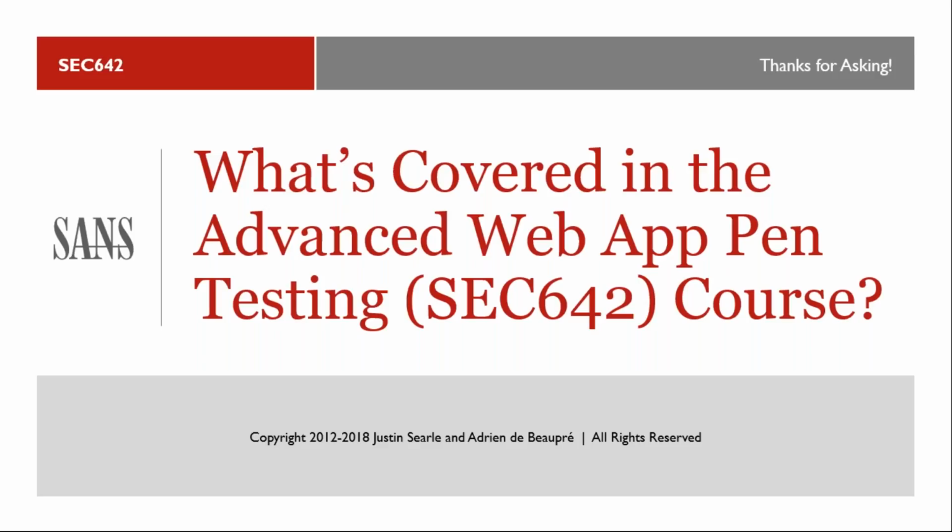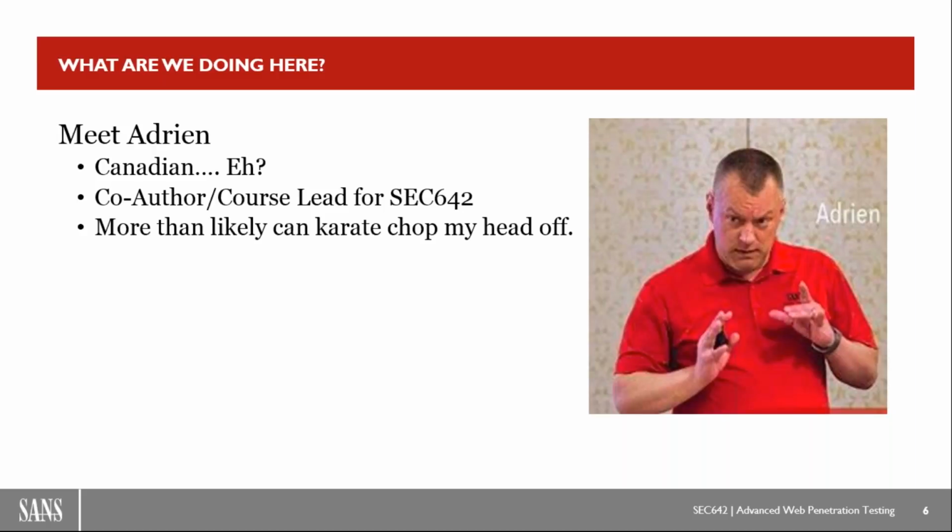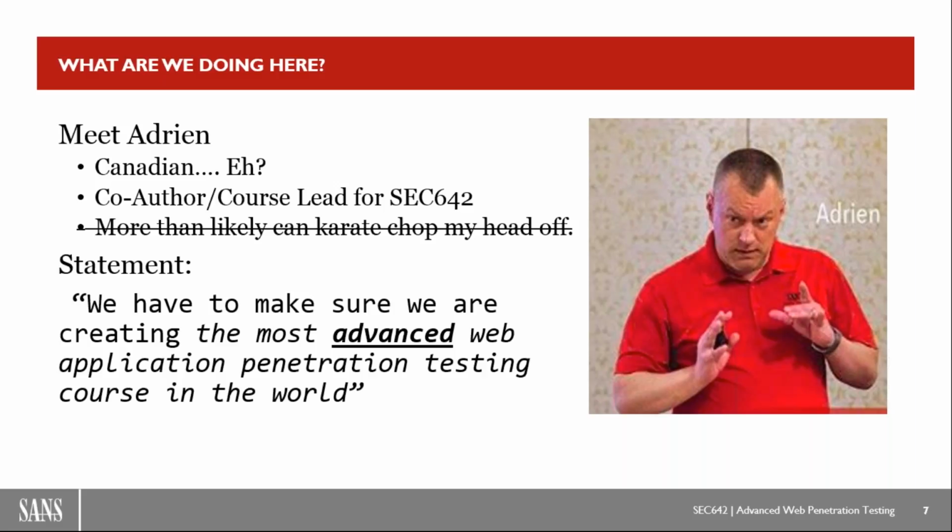So let's get started. Why are we even here today? I want to start with a story. Adrien is one of the co-authors of this course, and this is Adrien here. He's Canadian, which we won't hold against him. He's a co-author and a course lead for 642. He's not here, not on here that I'm aware of. Just go with this story, okay? Anyway, Adrien is also a karate instructor, or a karate student, not instructor, and he could probably chop off my head, but we won't go there, okay?